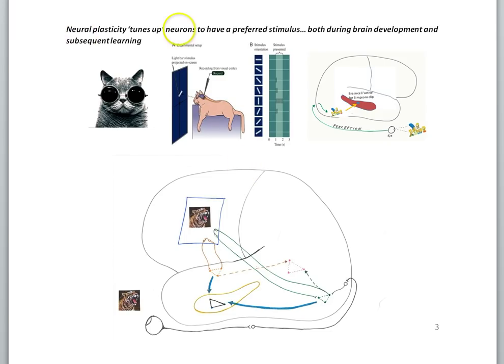Now, neuroplasticity tunes up neurons to have a preferred stimulus, both during brain development and subsequent learning. We learned that if we put goggles on a kitten, where the goggles have only horizontal edges, later on as a cat, they have lots of horizontal edge detecting cells, but they have very few neurons that can respond to these other orientations. Very few vertical edge detecting cells.